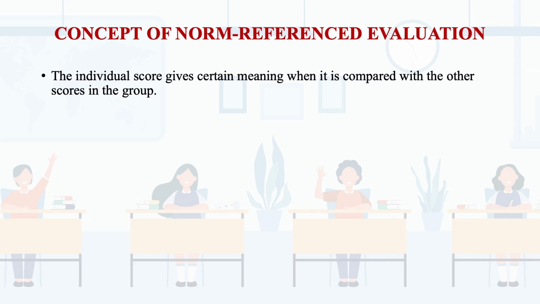So friends, try to understand more about the concept of norm reference test. Here you see, the individual score gives certain meaning when it is compared with the other scores in the group. Individual score and the group score. An individual score has very limited meaning or no meaning, you can say. Let a student have secured 60, 70, 80 or 90 or 50 or 30. So what does it mean?